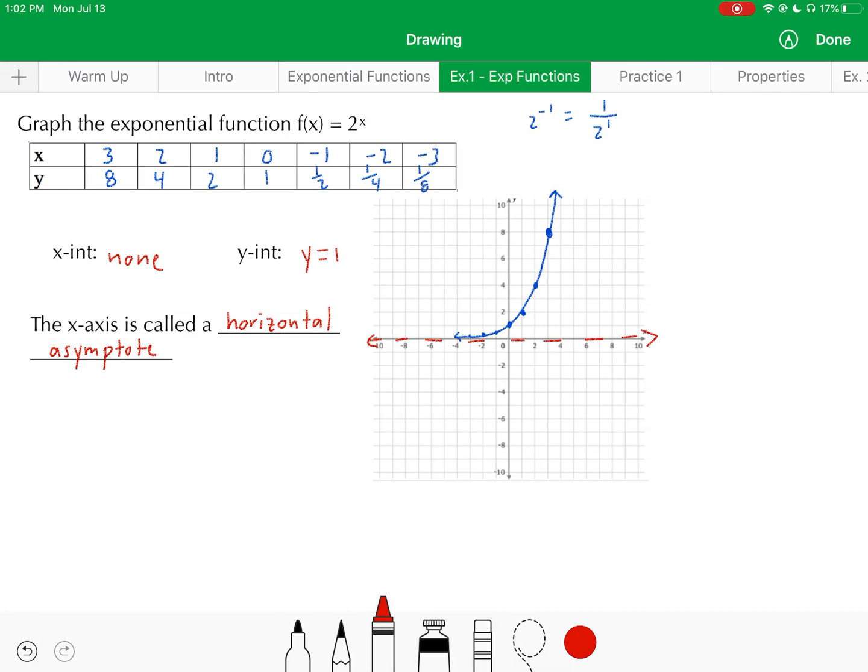Okay? All right, so at this point, I actually want you to pause the video, and I have a second exponential function for you to graph on your own on the practice 1 sheet. Use the same x values that I have in this example, so the numbers 3 through negative 3 when you make your table of values. Okay, so pause the video, take a few minutes to do that, and then come back and pick up with me.